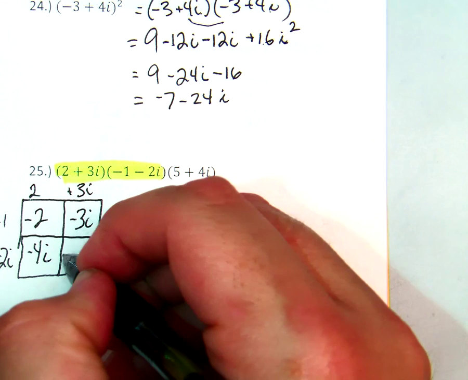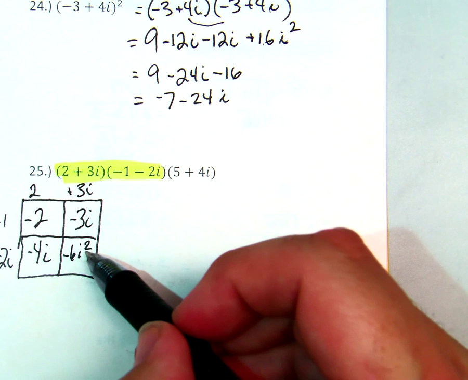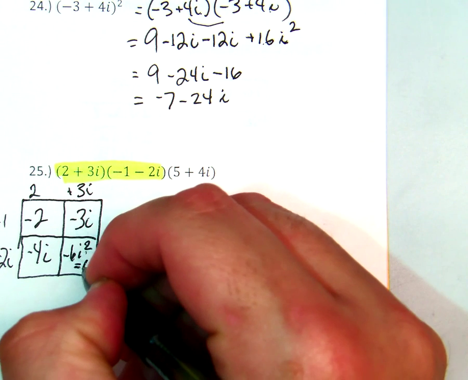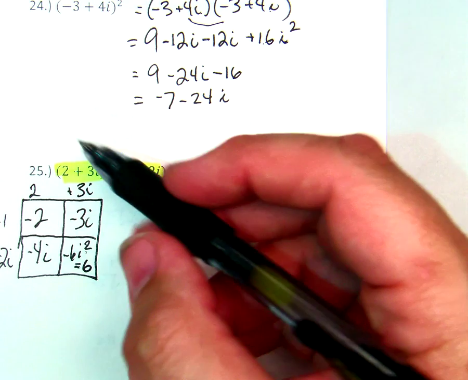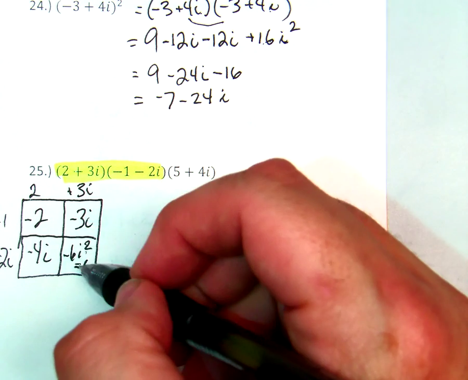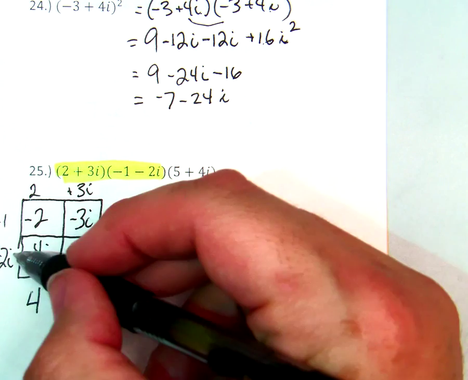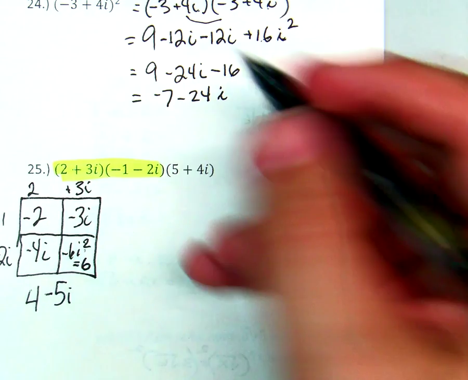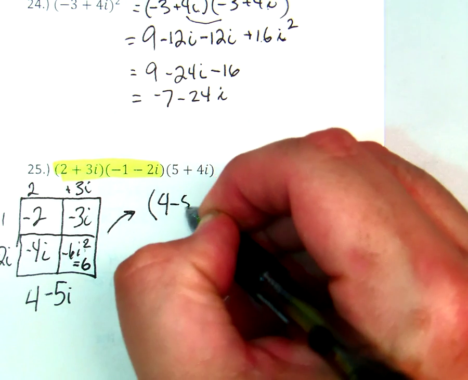Well, that i squared is a negative number, so what's it going to do to the negative 6? Makes it a positive 6. And the i goes away. I add up my reals. 6 minus 2 is 4. Add up my complex parts. That's minus 5i. So now I have to take that 4 minus 5i and multiply it by 5 plus 4i.